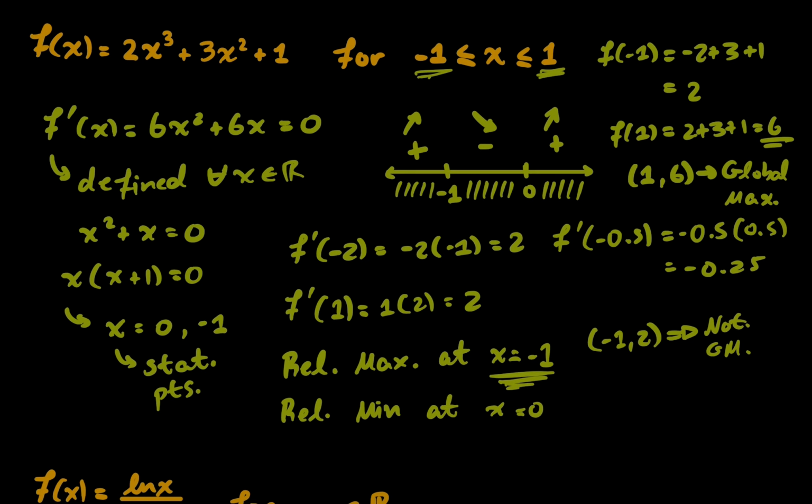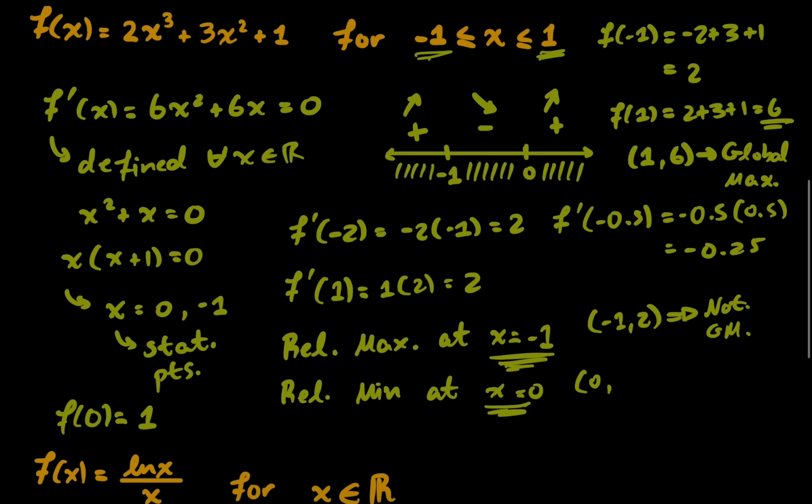Now, what about the global minimum? Is that actually going to happen at x equals 0? Do we attain our global minimum at x equals 0? Well, let's think about it. Let's go ahead and evaluate f of 0, right? And so f of 0 is going to be equal to +1. And so this point would be (0, 1).